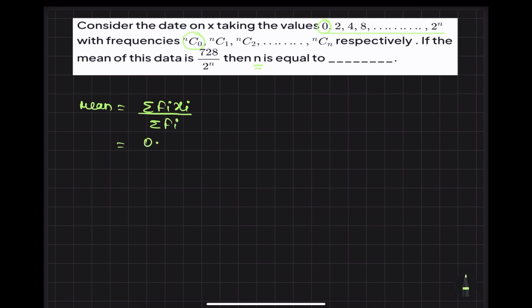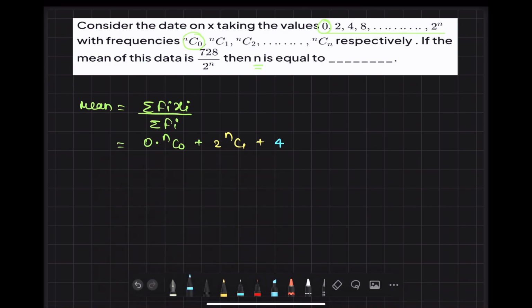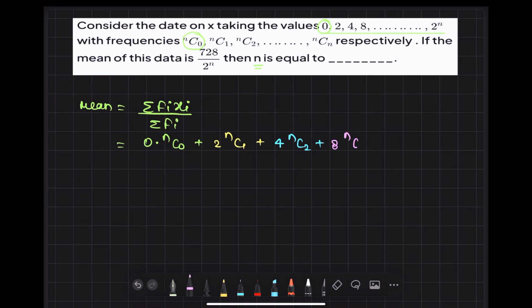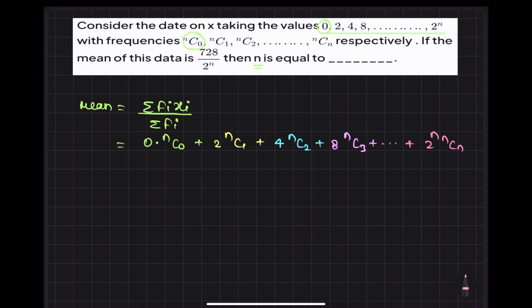So can I write 0 times nC0 plus 2 times nC1, then we have 4 times nC2, then we have 8 times nC3, plus 2 to the power n times nCn. Correct, right? So this is your numerator part.